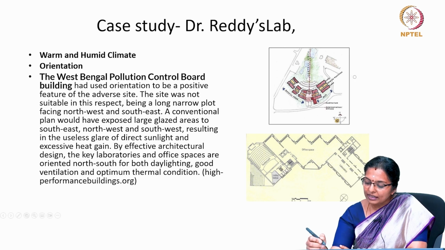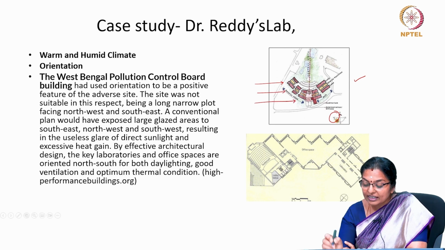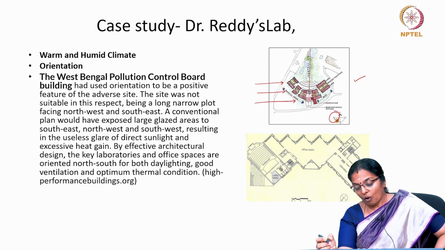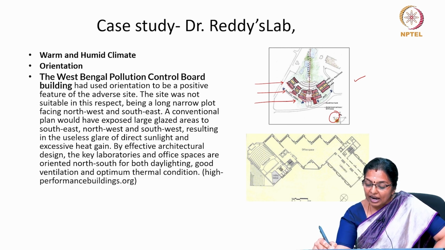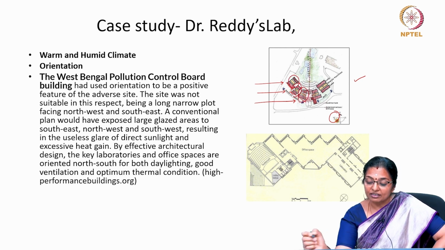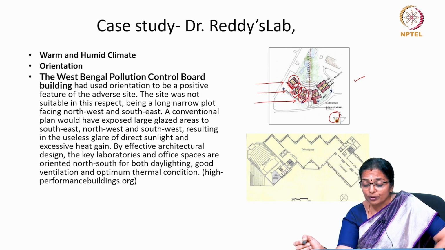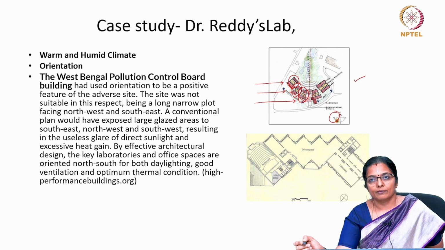If you look at the master plan, you will find that the western side is this, and none of the buildings are directly facing the west. All the buildings are at an angle to the west. Also, you will find that the buildings are mutually shading each other, and that is going to help a lot because indirect solar radiation is not incident on any of the walls.